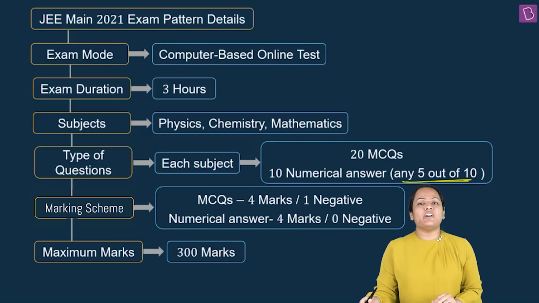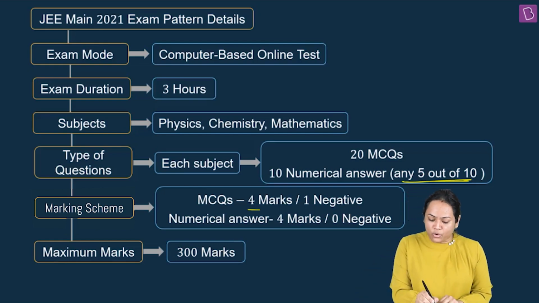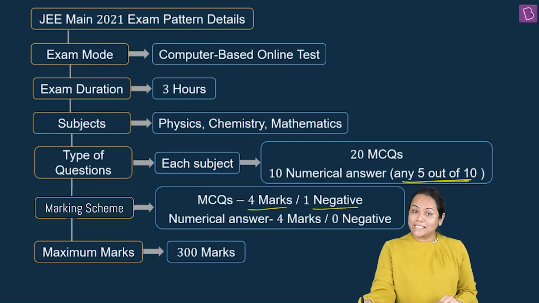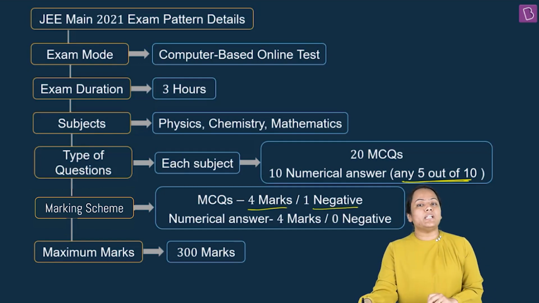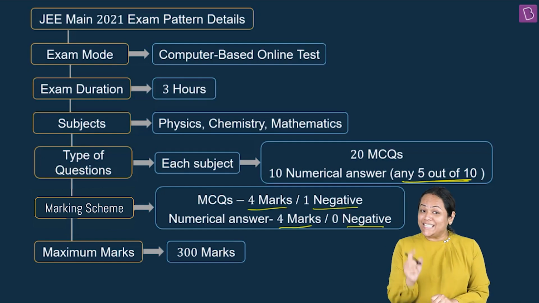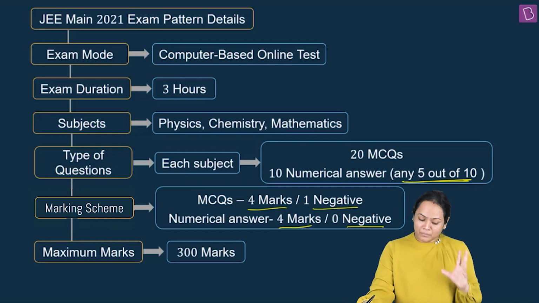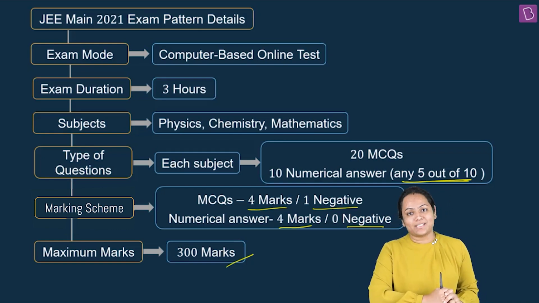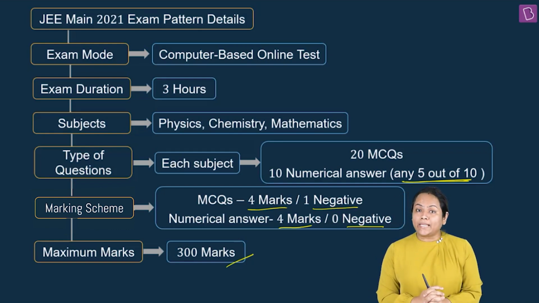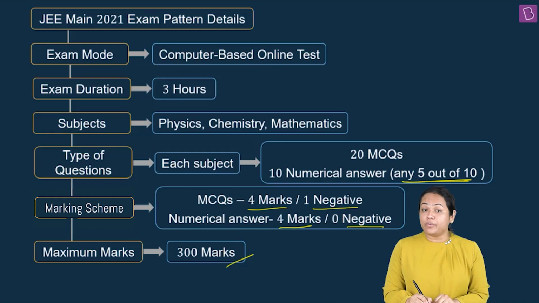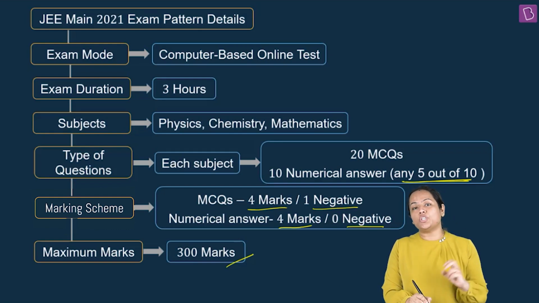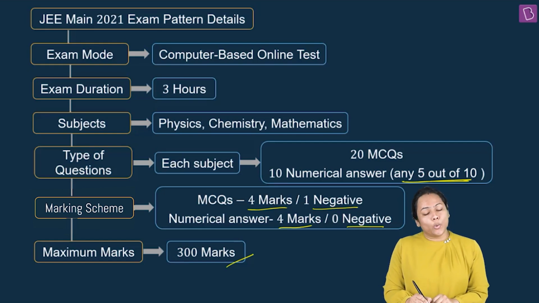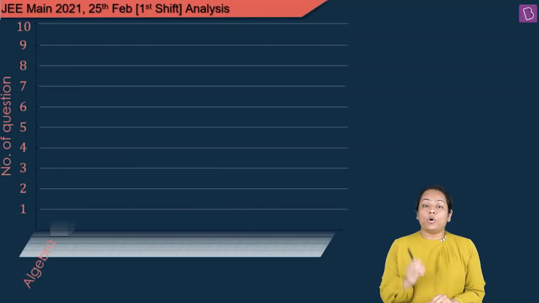The distribution of marks was similar: +4 and -1 for your single choice correct, while for the numerical answer type it was +4 and 0 negative marking. And the overall score was the same, 300 marks. So moving quickly to the analysis part, let's see which chapter or which portion of maths had higher weightage and which was on the lower side this year.